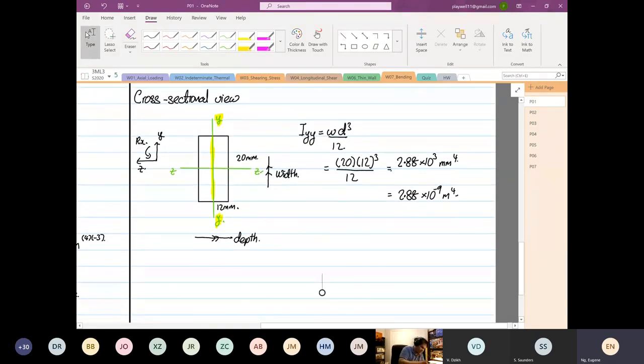So from here, you can directly calculate your stress in the x direction, which is equal to My over Iyy multiplied by z. Okay. So now I'm pretty sure you can figure out what your Iyy is already. It's straightforward. The confusing part now is what is z? What is z? Okay. So z is now measured in this direction.